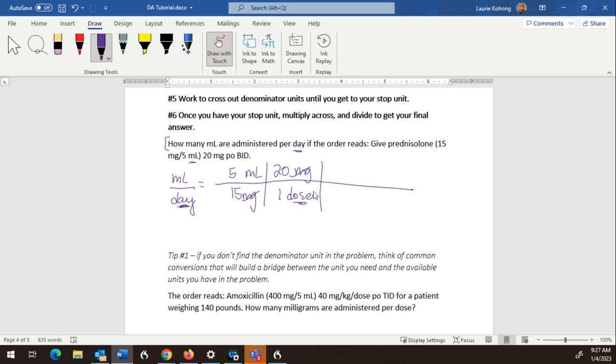And then I'm going to check, am I there yet? Nope, I have to keep going. So I'll have to put dose up here and then find it in the question. There's not really anything left other than this BID, which means 2 doses per day. So there's my dose. So I'll pull in 2, 1 day. Dose will cancel out, and then I have day, and finally I'm there. So I can go ahead and multiply across, divide by the bottom to get how many milliliters are given per day.